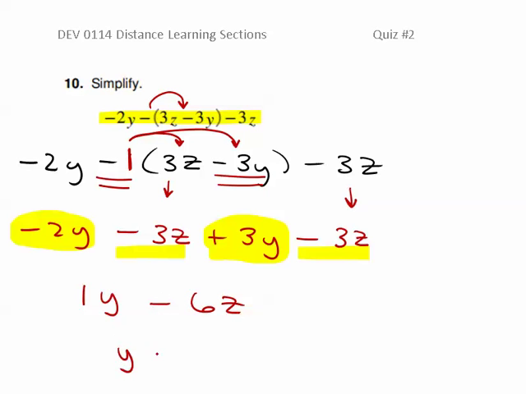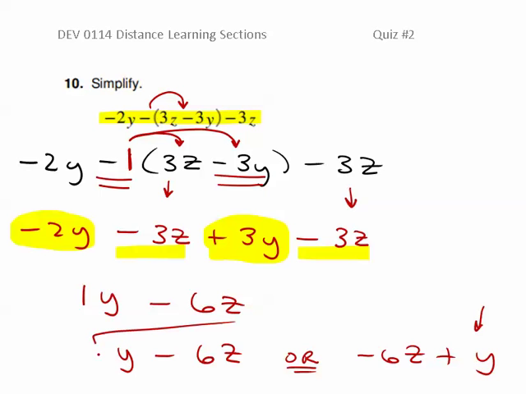So you could also write that as just y minus 6z. The other way you could write it, if you want to write the z term first, would be negative 6z plus y. And if you want to show that 1 in front of that y, you could as well. But again, the convention is to put the variable terms in alphabetical order.